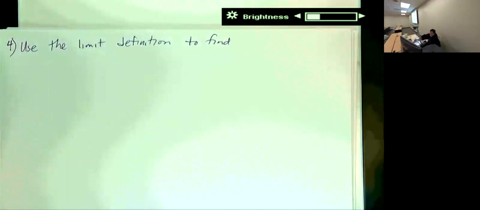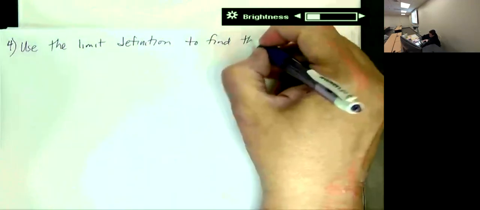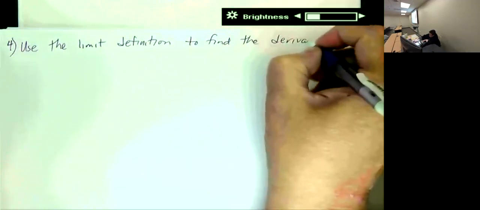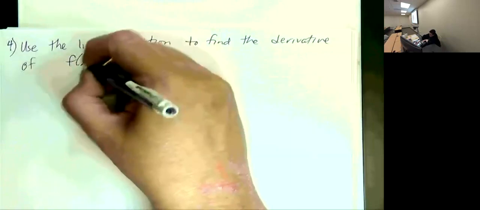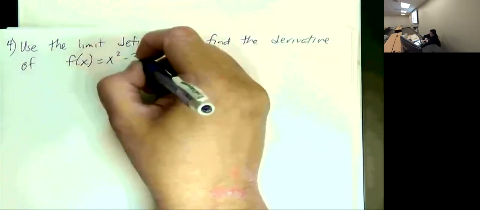Next one, number 4, says use the limit definition to find the derivative. You will have a problem like this on the test. I'm off screen. We've got f of x equals x squared minus 3.